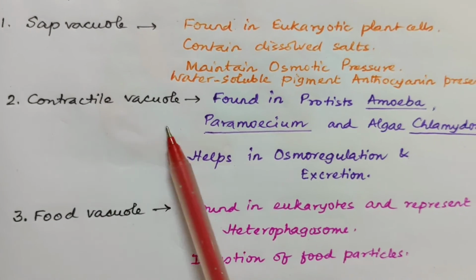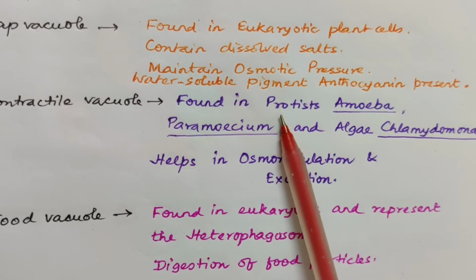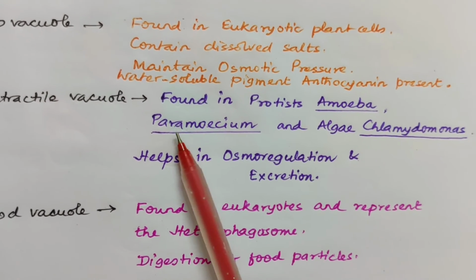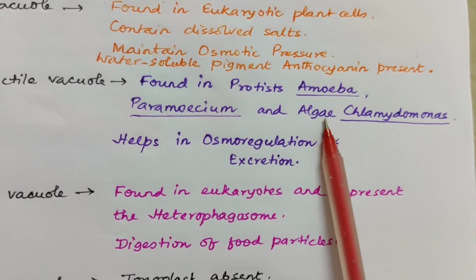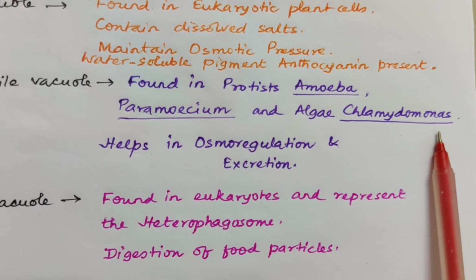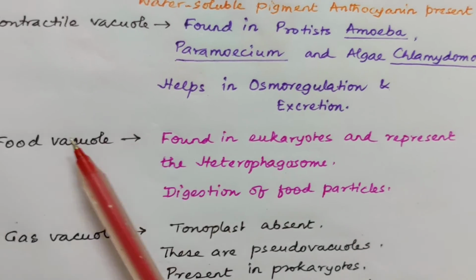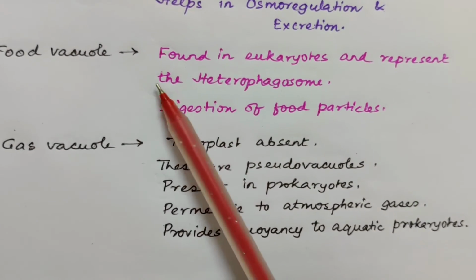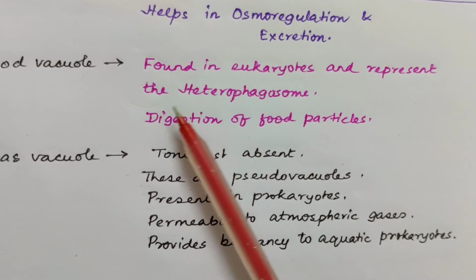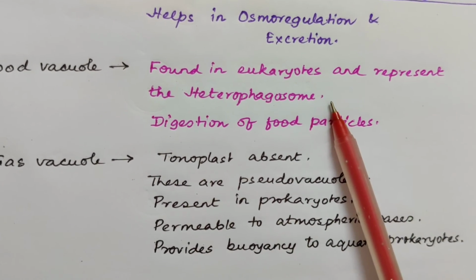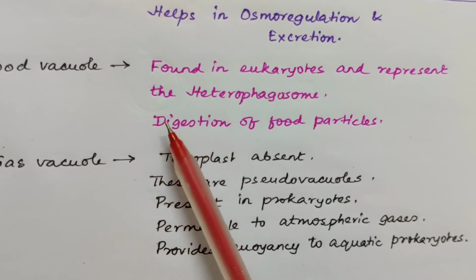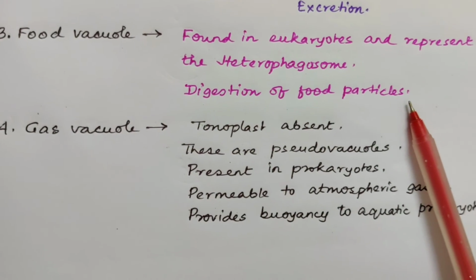Second is contractile vacuole, which is found in protists like amoeba and paramecium, and also in algae like Chlamydomonas. They help in osmoregulation and excretion. Third is a food vacuole found in eukaryotes and represents the heterophagosomes, as we have seen in lysosome. They help in digestion of food particles.